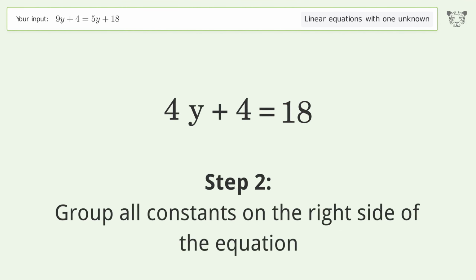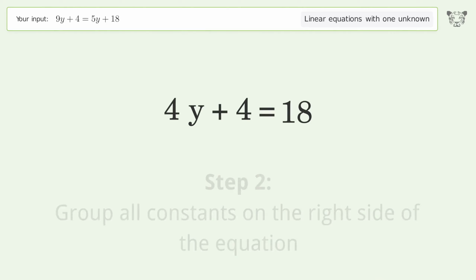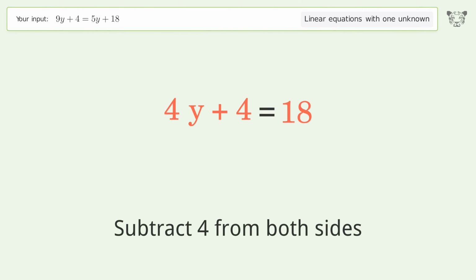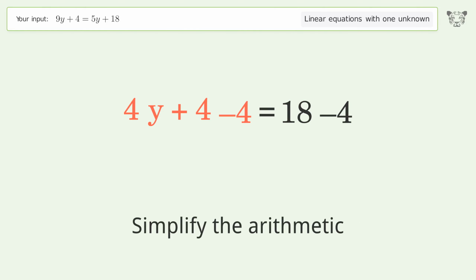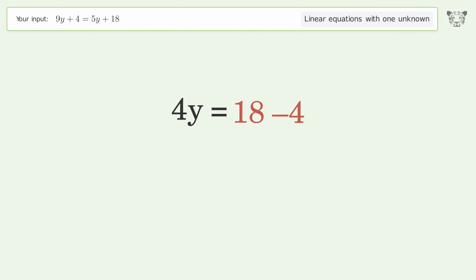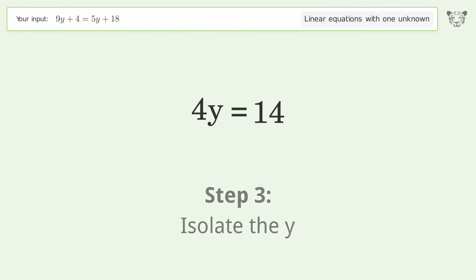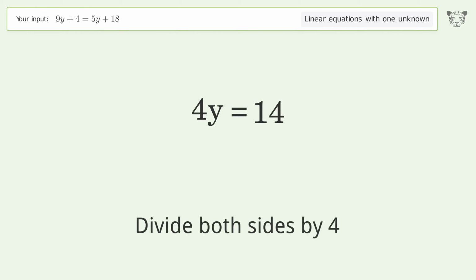Group all constants on the right side of the equation. Subtract 4 from both sides. Simplify the arithmetic. Isolate the y. Divide both sides by 4.